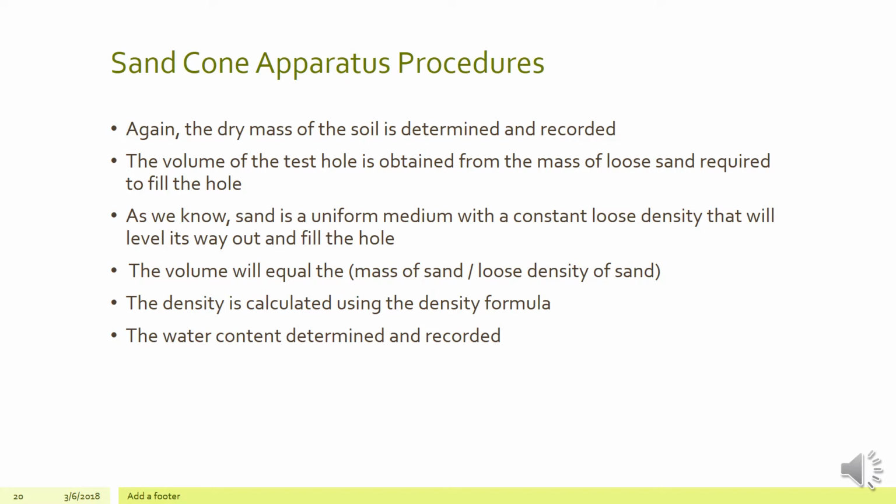Sand cone apparatus procedures: again, the dry mass of the soil is determined and recorded. The volume of the test hole is obtained from the mass of the loose sand required to fill the hole. As we know, sand is a uniform medium with a constant loose density that will level its way out and fill the hole. The volume will equal the mass of the sand divided by the loose density of the sand. The density is calculated using the density formula, and the water content determined and recorded. So we can see the two methods we're using.